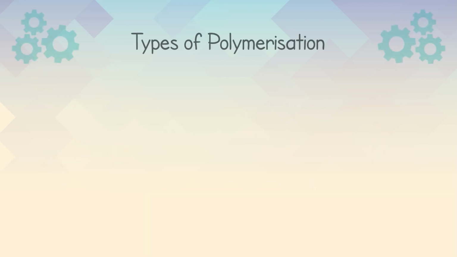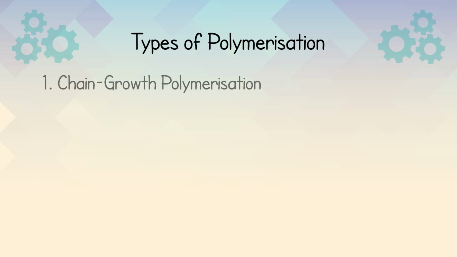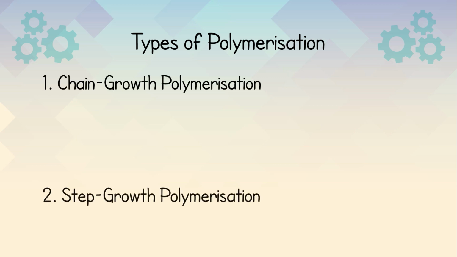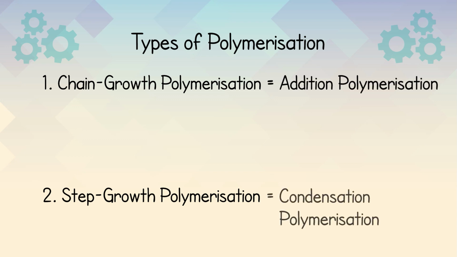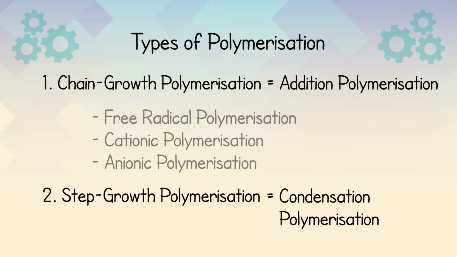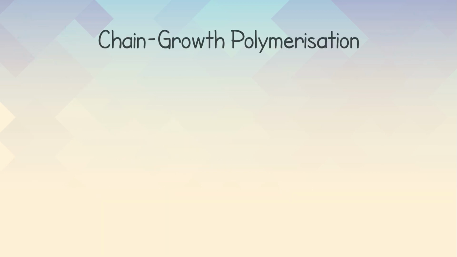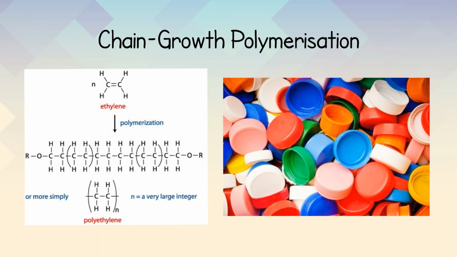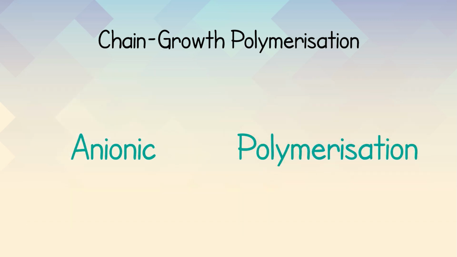There are two key types of polymerization: chain growth polymerization and step growth polymerization, also known as addition polymerization and condensation polymerization. Chain growth polymerization reactions come in three further types: free radical, cationic, and anionic polymerization. In this video presentation, we will be focusing on chain growth polymerization, and in particular anionic polymerization, because many drug delivery systems rely highly upon this type.